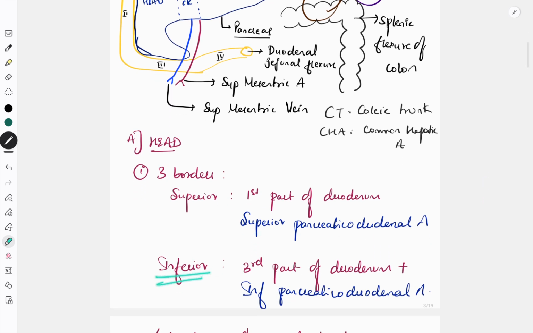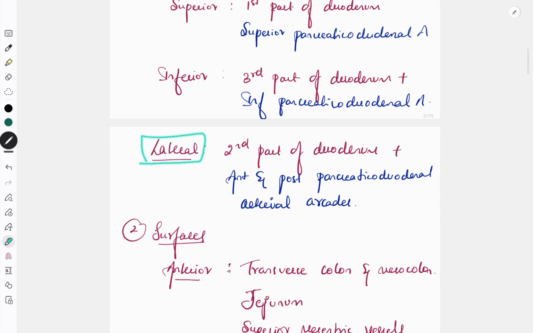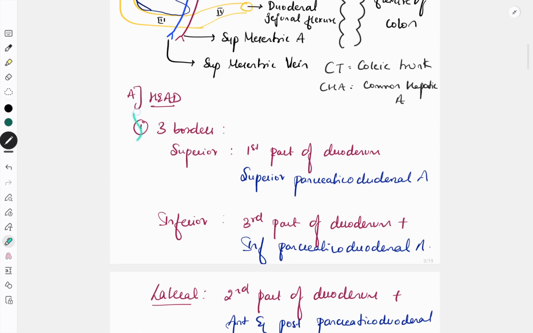Similarly, the inferior border, how is it related? The inferior border is related to, yes, very good, the third part of the duodenum. Along with that, above you wrote superior pancreatico-duodenal artery, and in the inferior you will have the inferior pancreatico-duodenal artery. The lateral side is related to the second part of the duodenum, along with the anterior and the posterior pancreatico-duodenal arteries. So these are the relations of the borders of the head.